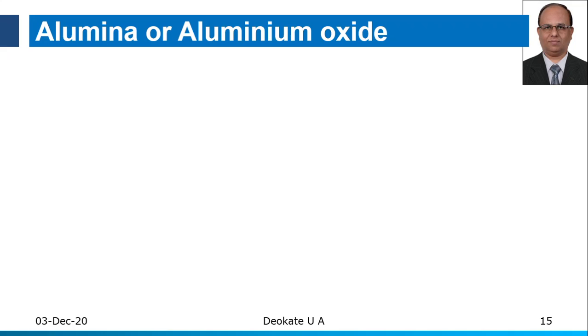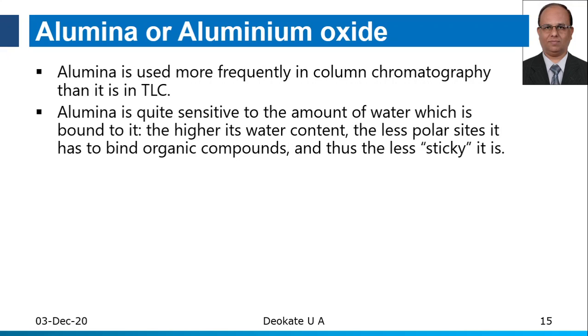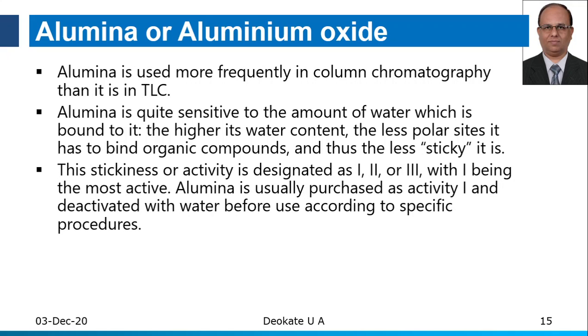Another adsorbent used in column chromatography is alumina or aluminium oxide. Alumina is used more frequently in column chromatography than in TLC because it is quite sensitive to the amount of water which is bound to it. The higher its water content, the less polar site it has to bind organic compounds, and thus the less sticky it is.